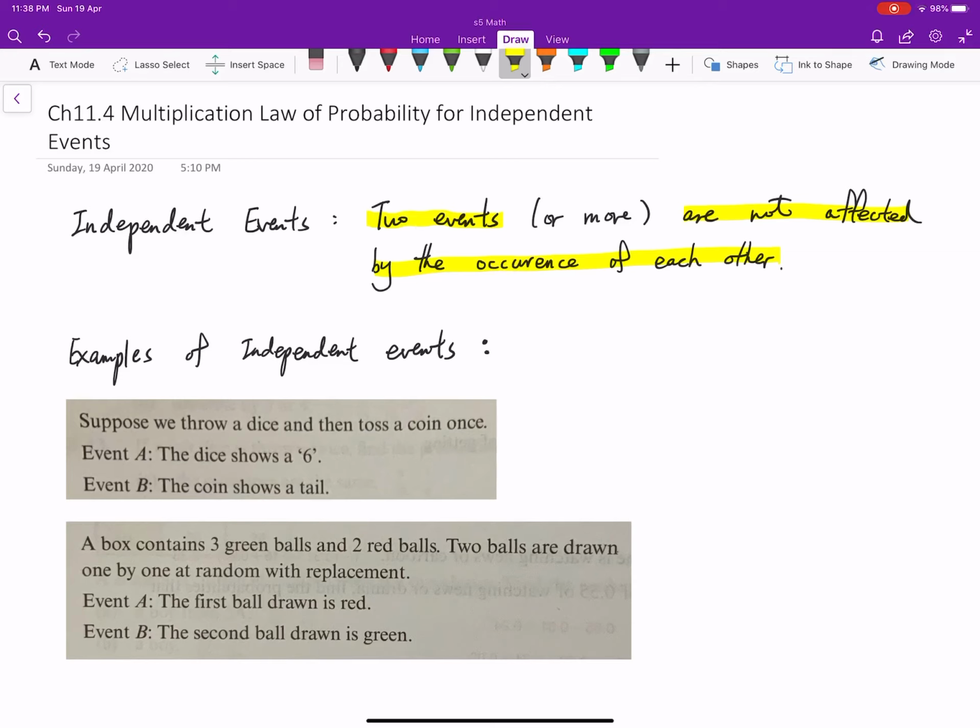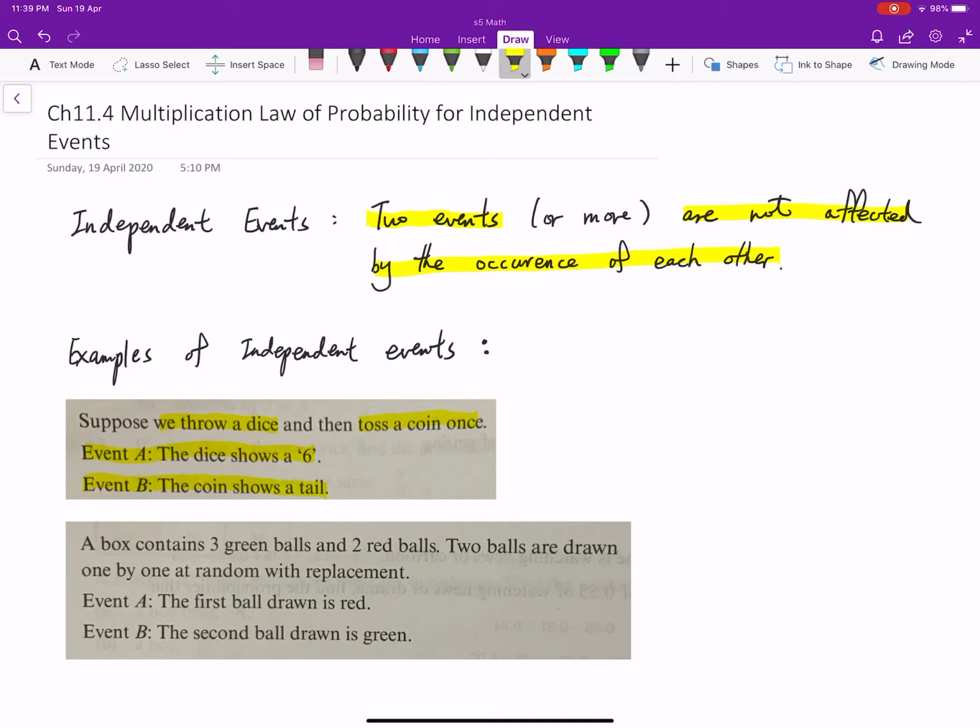So here are two examples. First, imagine now we throw a dice and also we toss a coin once. Event A is the dice shows a 6. Event B is the coin shows a tail. It is quite obvious that whether event A occurs or not, no matter the die is a 6 or not a 6, it will not affect the probability of you getting a tail on the coin, right? So these two, event A and B, we call independent.